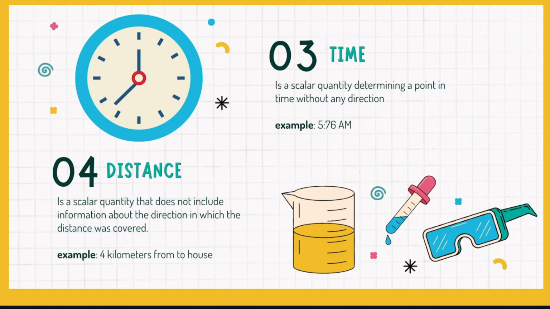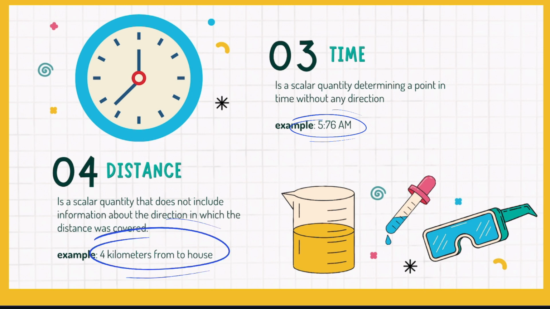Next is time. Time is a scalar quantity determining a point in time without any direction. For example, 5:76 a.m. And fourth is distance. Distance is a scalar quantity that does not include information about the direction in which the distance was covered. For example, 4 kilometers from the school to the house.